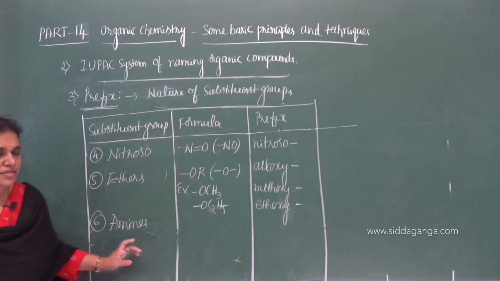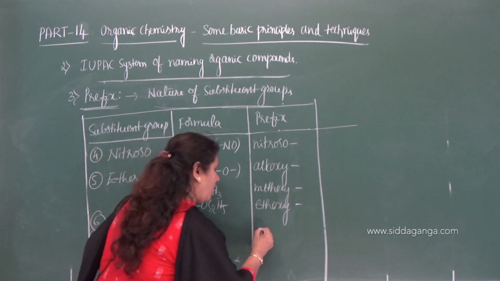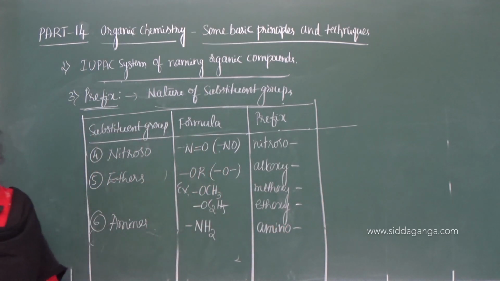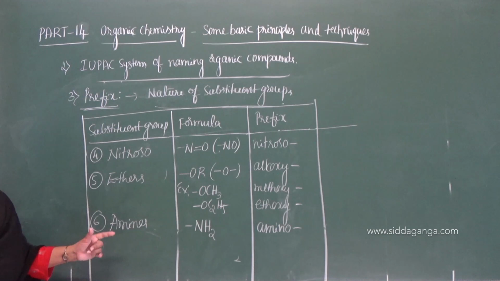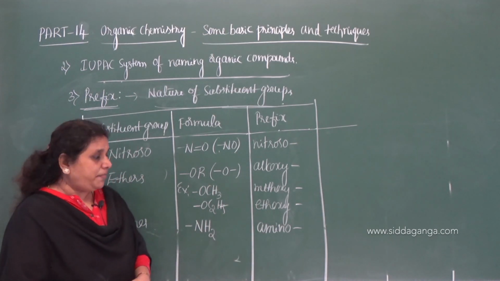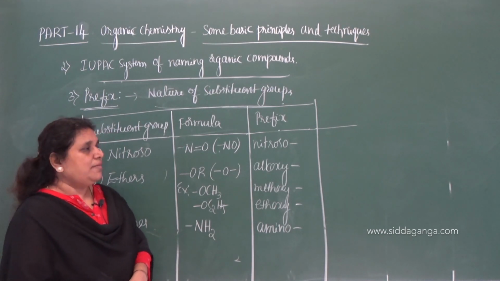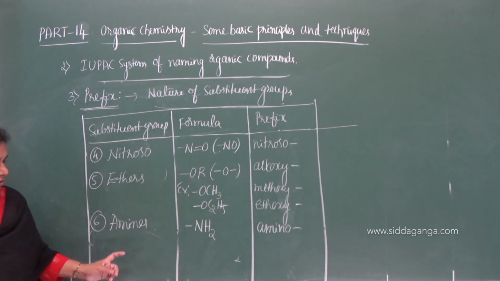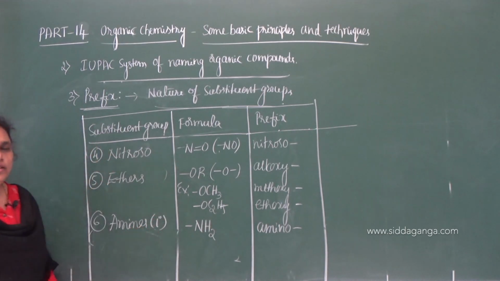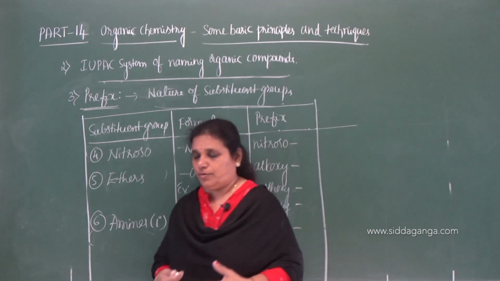So amines, what is the group? NH2, then you have to use the prefix amino. So the suffix will be amine, but if we use it as a prefix, then you have to use amino. Amino is the prefix for the NH2 group, that is primary amines. So these are the prefixes for the given substituent groups.